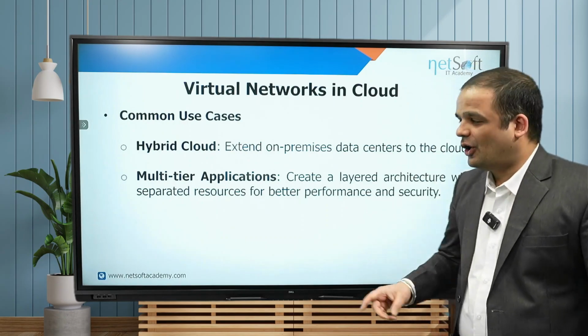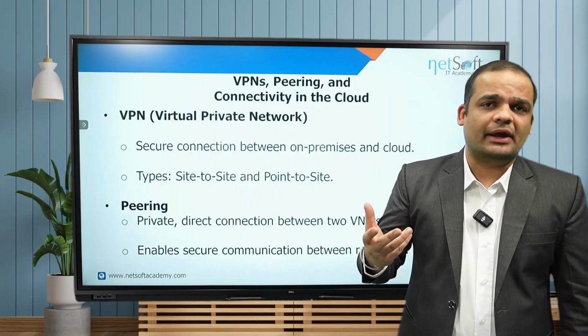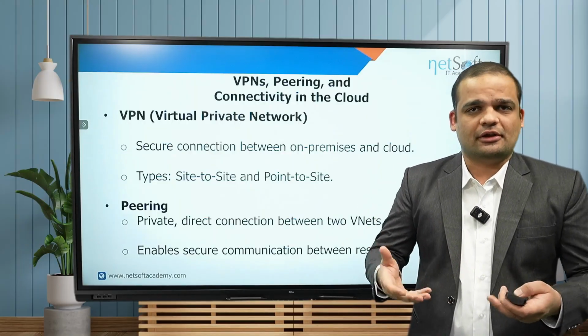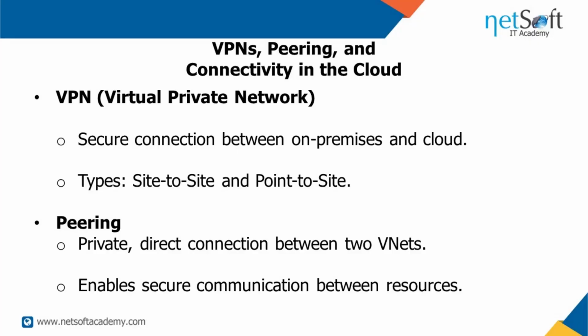Now we can focus on the connection types, which involve VPNs, peering, and also the connectivity options in the cloud. There are a few more, but let's start with VPN, which stands for Virtual Private Network. A VPN creates a secure, encrypted connection between your on-premises network and the cloud. This ensures that data transferred over the public internet is protected from unauthorized access. There are mainly two types of VPN connection, that is, site-to-site and point-to-site.